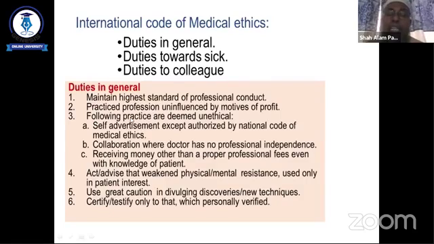The following practices are deemed unethical, hence should not be done by a doctor: self-advertisement, except as authorized by the National Code of Medical Ethics; collaboration where the doctor has no professional independence; receiving money other than proper professional fees, even with the knowledge of the patient. These are the things deemed unethical.